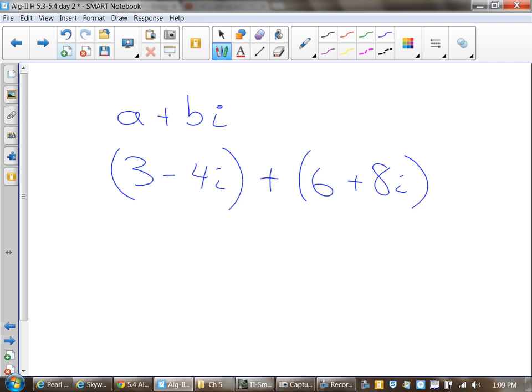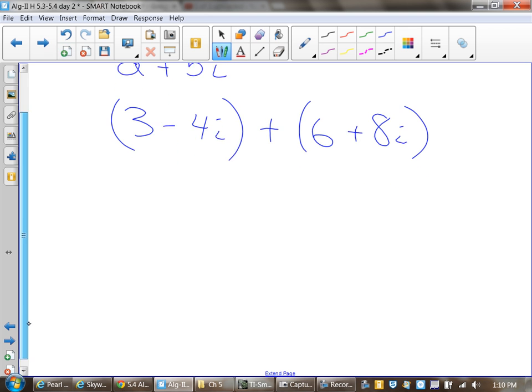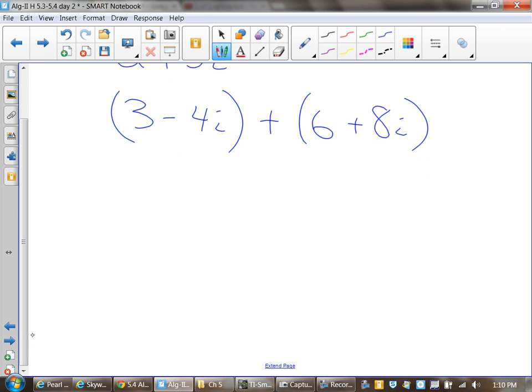When you are adding, or subtracting, what I want you to do, especially with adding, is treat i kind of like a variable, so you're combining like terms. Someone asks whether i becomes -1. Not yet. i is not -1 until it's squared, and that'll be when we're multiplying.